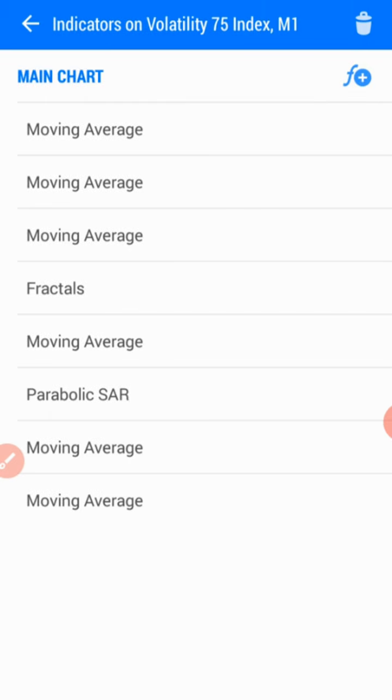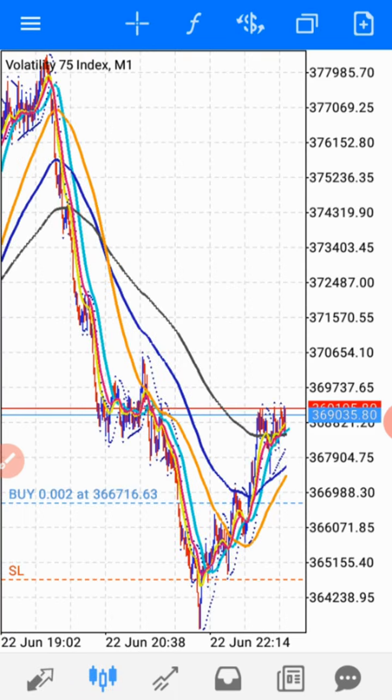When we are done with our main chart, later I'm going to give us something that is very, very powerful: the indicators we are going to use to support all our main chart indicators. Okay, let's go back to the main chart. This is our main chart.